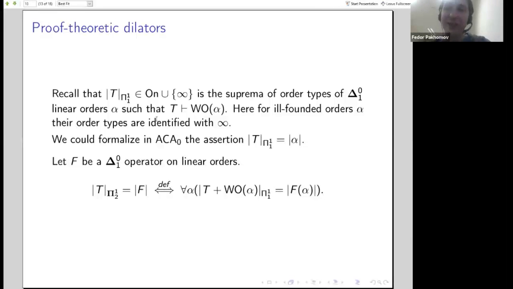But now we're actually living in this relativized setting. So we have theories with set parameters and so on. Because of this, we want to quantify not just over primitive recursive linear orderings, but over arbitrary Δ^0_1 linear orders with set parameters. It considers set encoded linear orders.